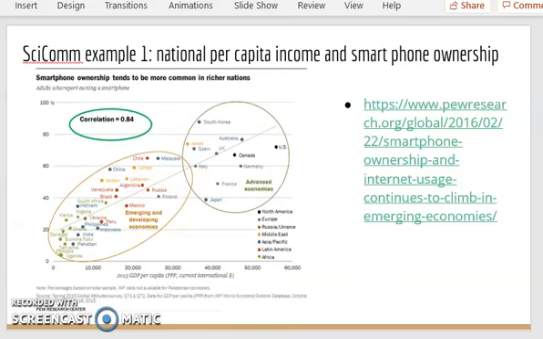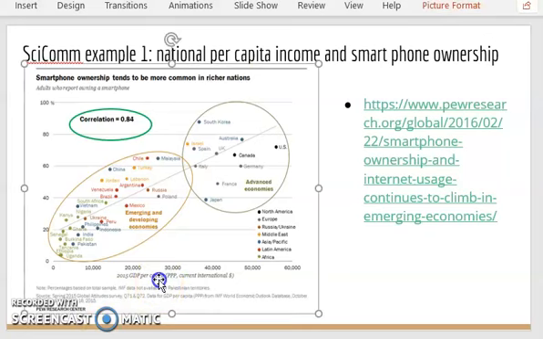There is a correlation of 0.84 for the relationship between national per capita income and smartphone ownership. In other words, the higher the national per capita income, the more people that own smartphones. You can kind of see where each nation is throughout that. I just screenshotted this from their actual article, so they had shared that correlation. This is also an example of a scatter plot. You're able to see for each country where they're at in terms of their per capita income, which is the x-axis at the bottom, and percentage of smartphone ownership, which is the y-axis.